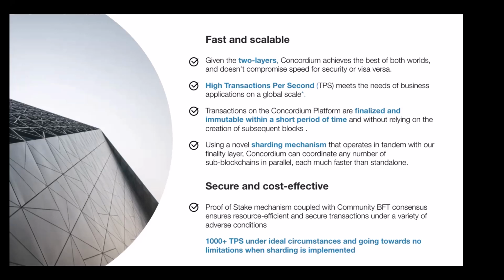Transactions on the Concordium blockchain are finalized and immutable within a short period of time, which is really important for enterprises because enterprises need to deal with a lot of transactions. We also have a novel sharding mechanism that's currently being worked on. And we are also secure and cost effective.